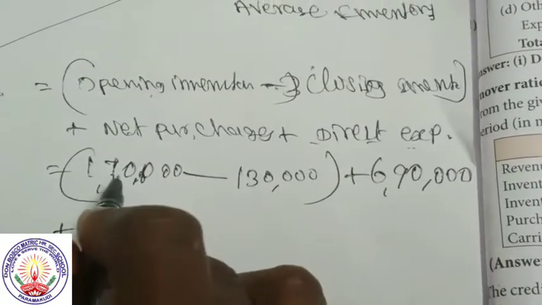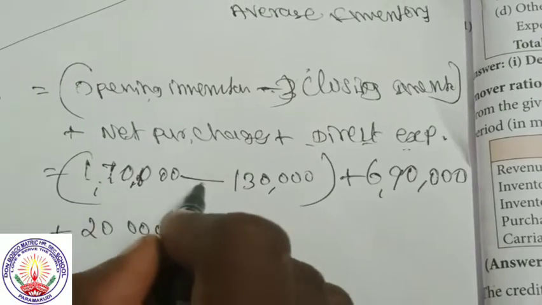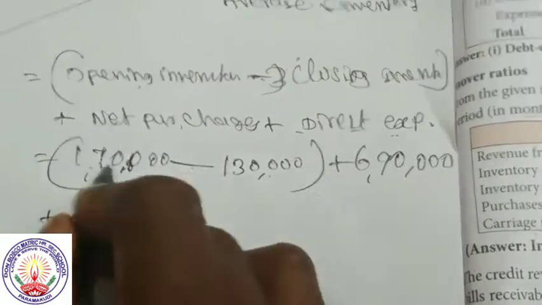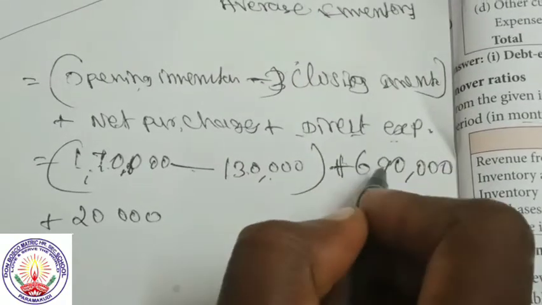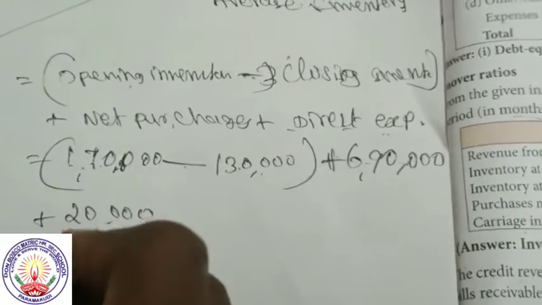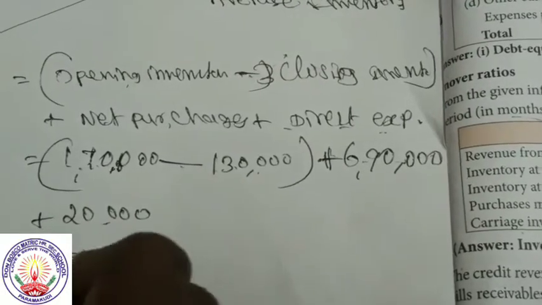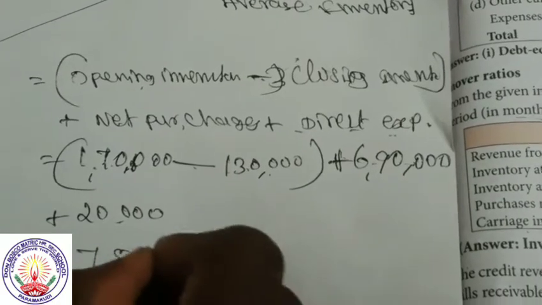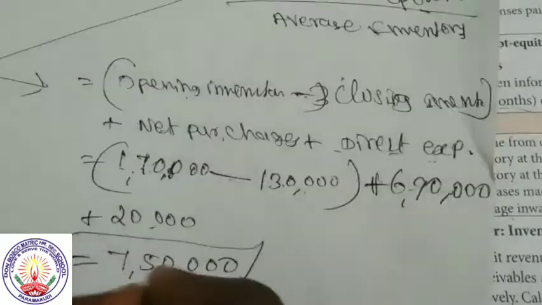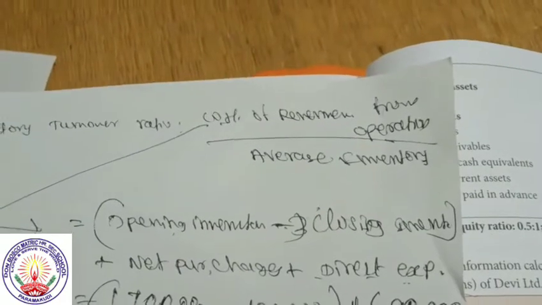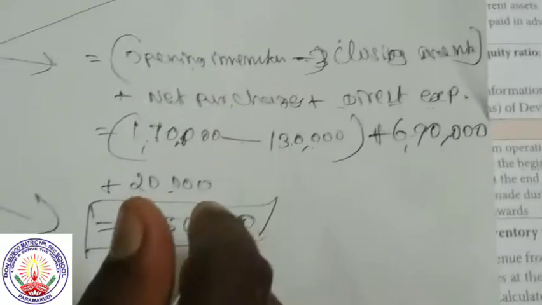Total: 1,70,000 minus 1,30,000, remaining 40,000. This is the difference. And then 6,90,000 plus 20,000. Total amount 7,50,000. So the cost of revenue from operation is 7,50,000.